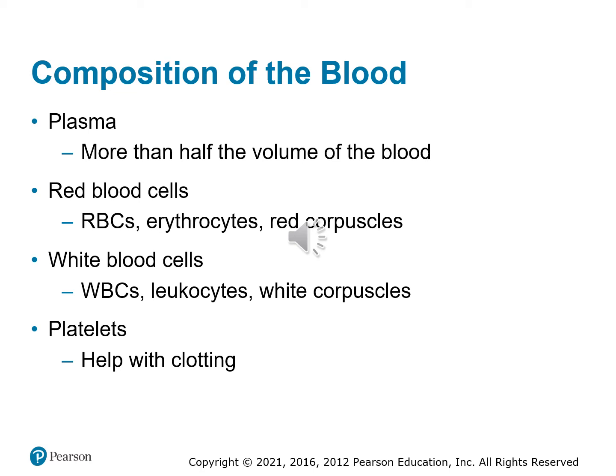Blood is made up of a couple of different things, one being the plasma. The plasma is the liquid portion of the blood. It's really more than half the volume. Red blood cells make up another part. These are red blood cells, erythrocytes, and red corpuscles. White blood cells, or leukocytes, and white corpuscles. And then our platelets. Now, red blood cells carry oxygen for us. White blood cells help fight infection, and platelets help with clotting. So when you have a cut or something, this allows the blood to form a scab or kind of a cap on that bleed so it doesn't continue.